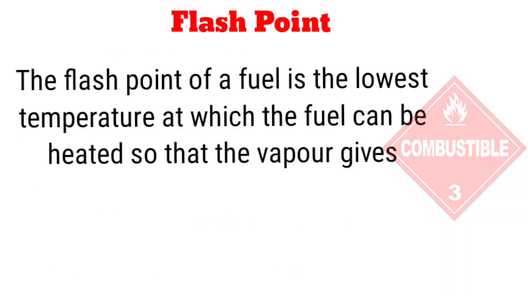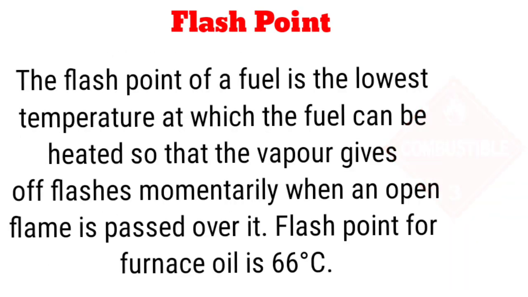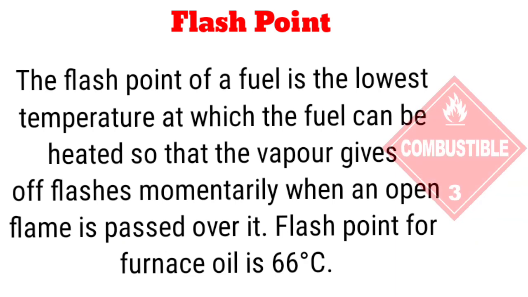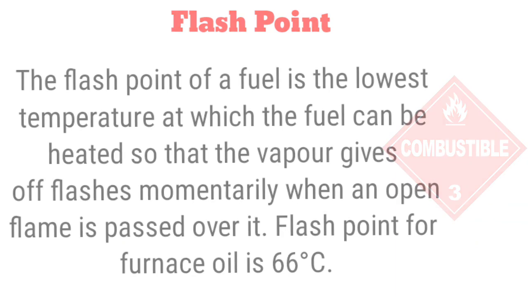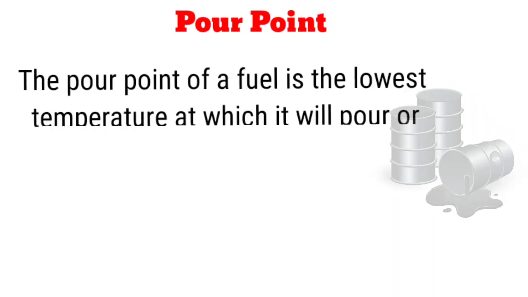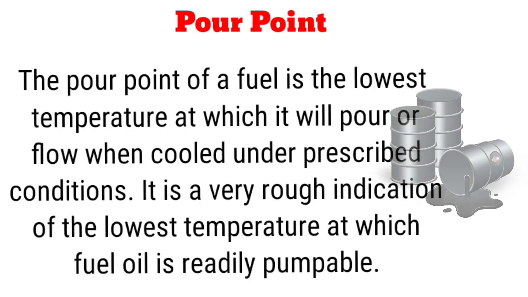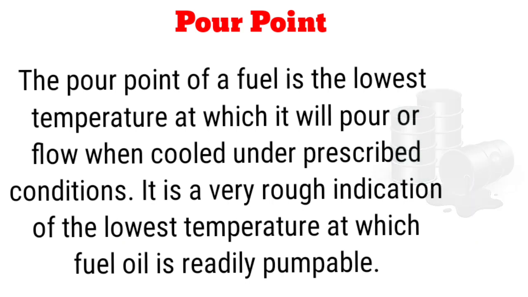Flash point. The flash point of a fuel is the lowest temperature at which the fuel can be heated so that the vapor gives off flashes momentarily when an open flame is passed over it. Flash point for furnace oil is 66 degrees Celsius. Pour point. The pour point of a fuel is the lowest temperature at which it will pour or flow when cooled, under prescribed conditions. It is a very rough indication of the lowest temperature at which fuel oil is readily pumpable.